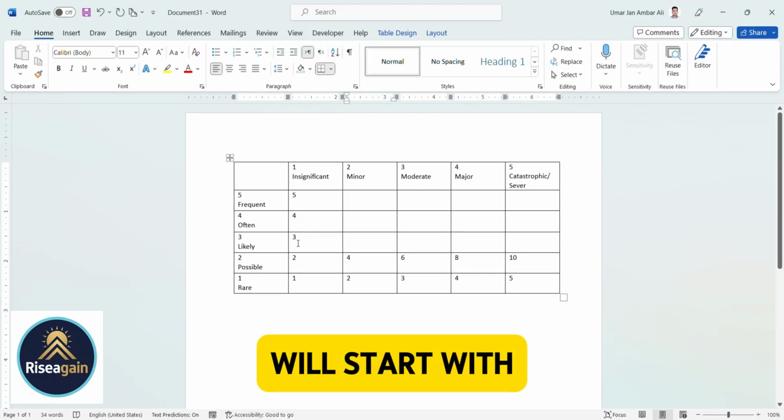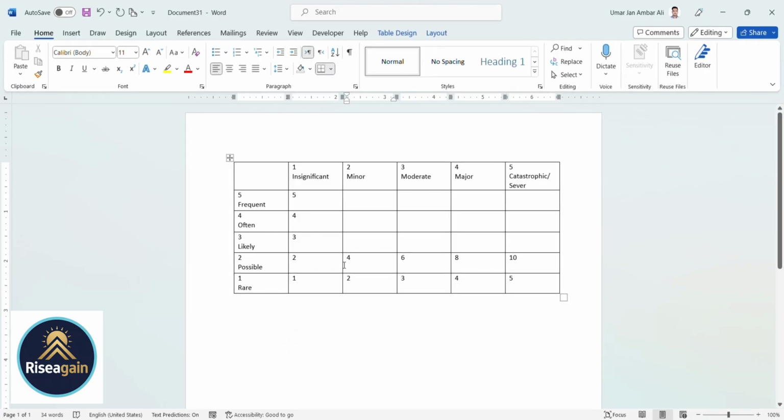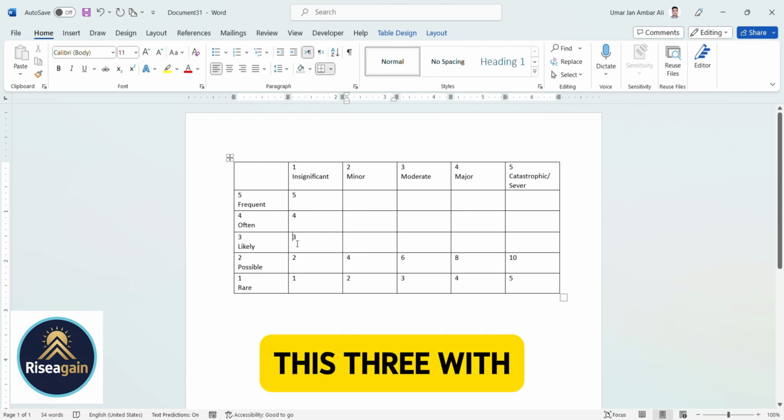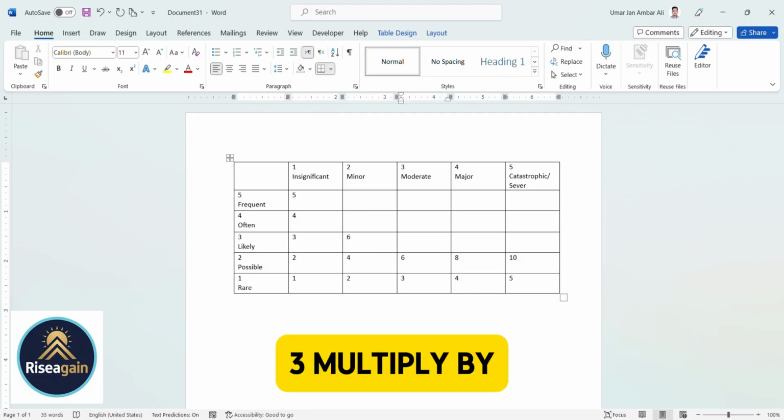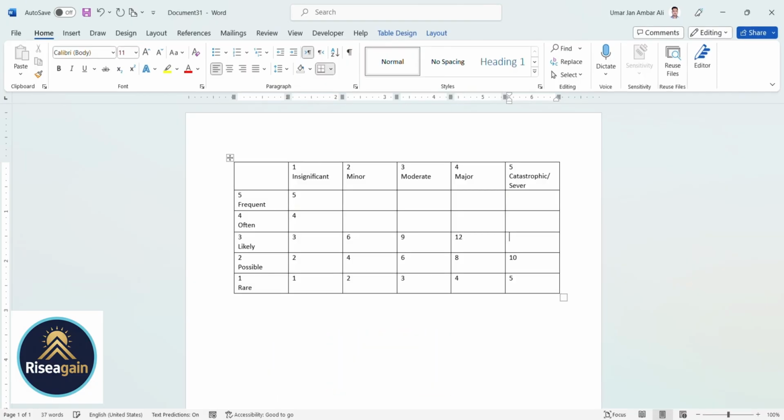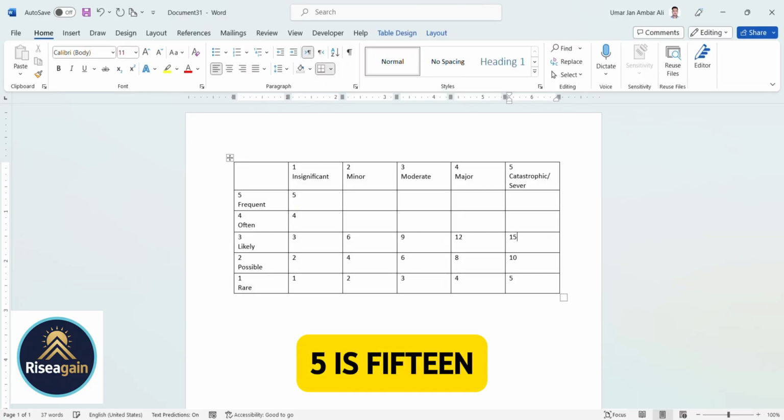The third row we will start with the 3. The same, we can multiply this 3 with 2. So 3 multiplied by 2 is 6, 3 multiplied by 3 is 9, 3 multiplied by 4 is 12, 3 multiplied by 5 is 15.